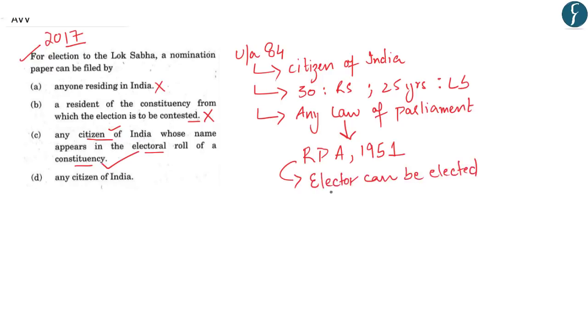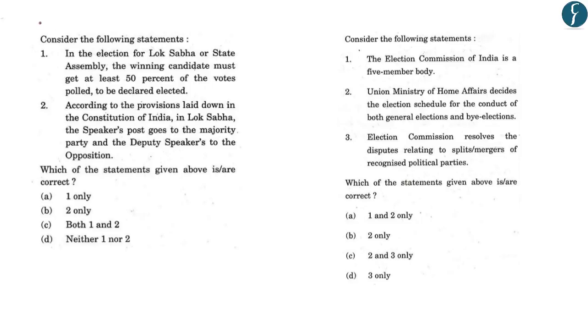What we mean by the statement that only an elector can be elected is that a candidate must be registered as a voter in a parliamentary constituency and must be eligible to vote. Hence, the option that a person's name should appear in the electoral roll of a constituency is correct. Hence, the right answer was C. Moving to the next question.